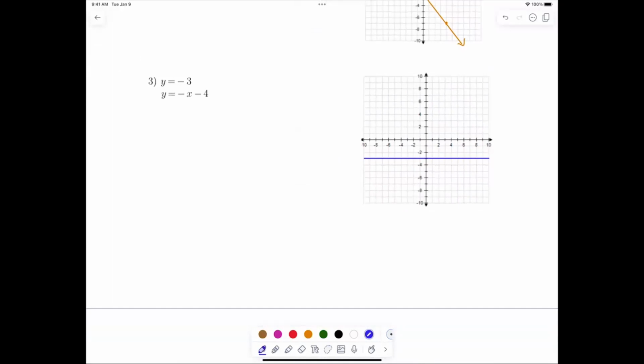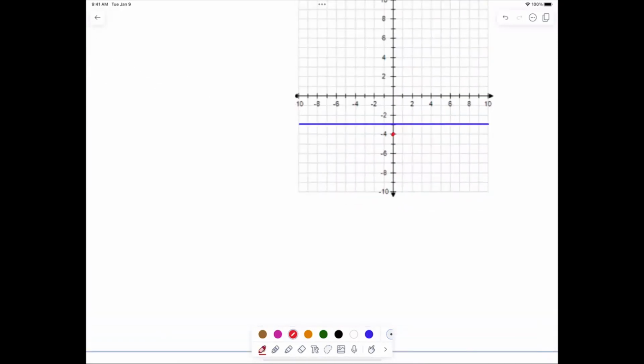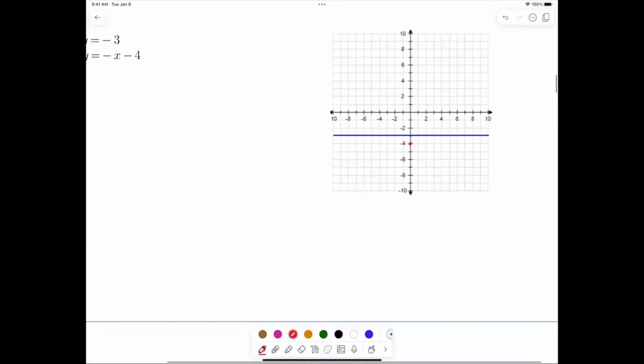Now, how do I graph negative x minus 4? Down 4. Down 1, right 1. Or I could go up 1, left 1. Thank you. Now, that one's kind of easy because the points are kind of close together. What's that point of intersection? I think it looks like negative 1. Yes, negative 1, negative 3 looks like the answer.